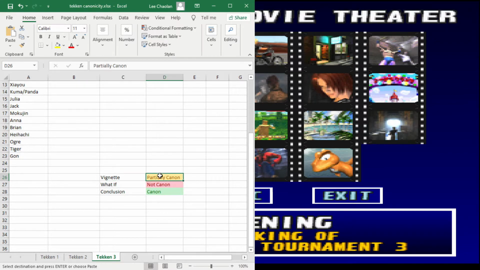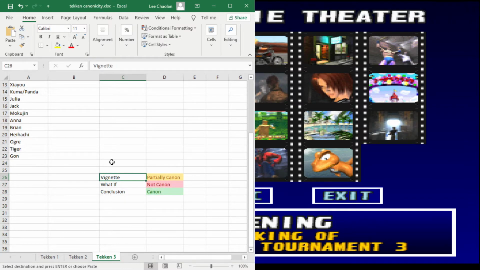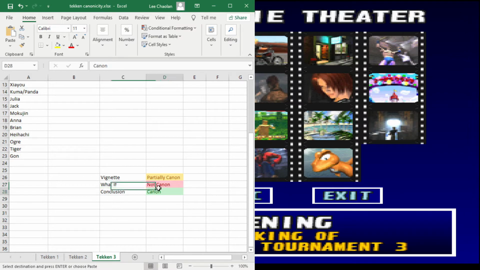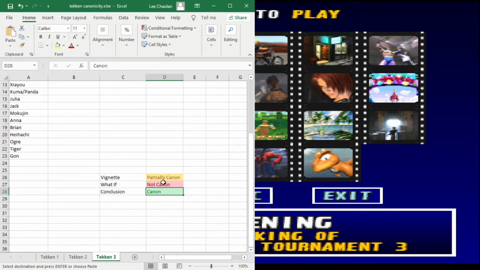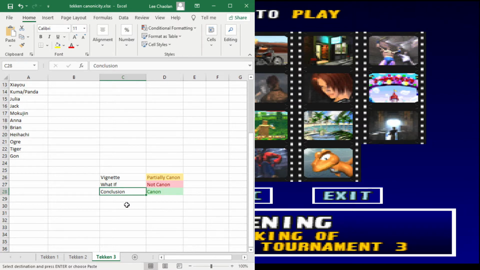That could be partially canon, not canon, or canon. Who knows? Basically, for these types of things, we just look at them, and if there's nothing in there that contradicts other Tekken lore that we know to be concrete, we just mark it as canon. What-if endings are basically endings like, what if this character had defeated whoever the villain was and had won the tournament? 99.9% of these are going to be not canon. There may be a few partially canon ones out there, but just look for these to be non-canon because they're what-ifs.